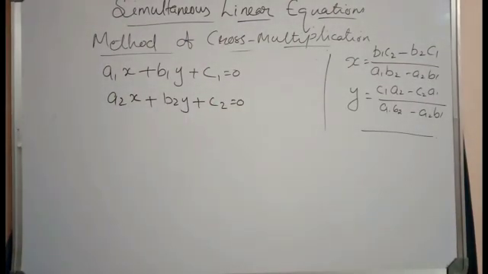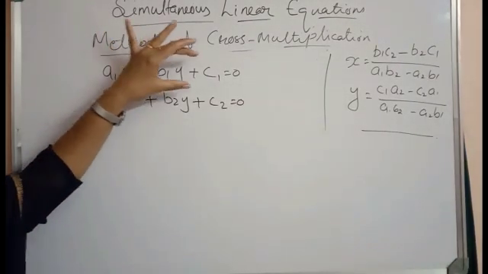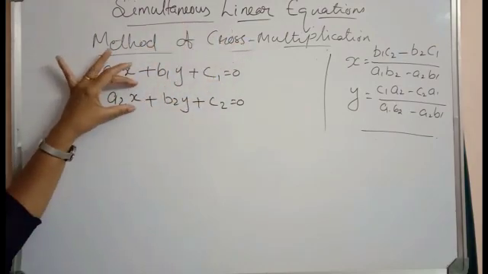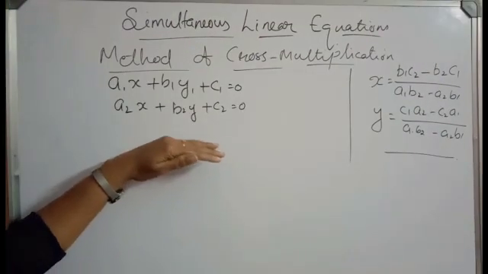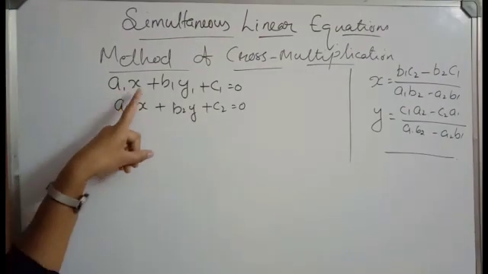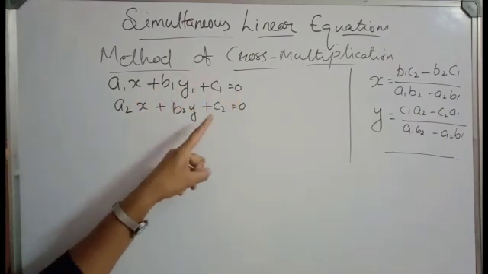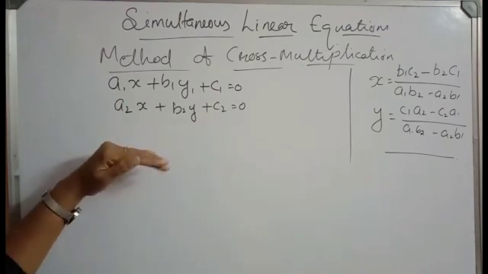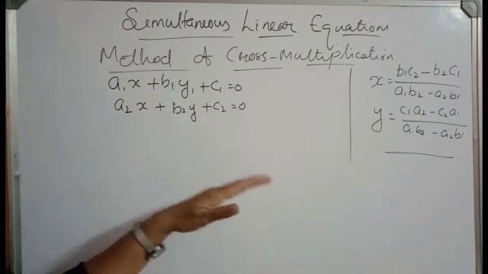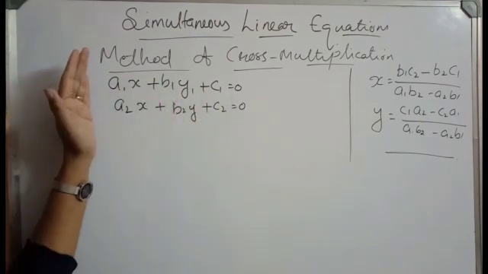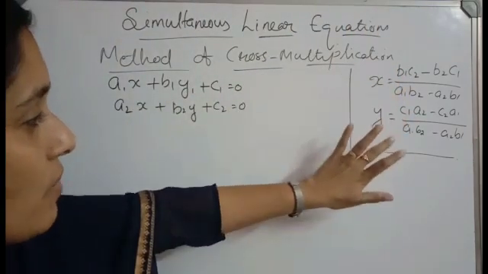Whenever we solve simultaneous linear equations, we will have two equations in the form a1x plus b1y plus c1 is equal to 0 and a2x plus b2y plus c2 is equal to 0. Write those two equations in this form, and then we have to find out the values of a1, b1 and c1 and a2, b2 and c2. And then we have to substitute the values we have obtained from the given equations into the formula to find x as well as to find y.